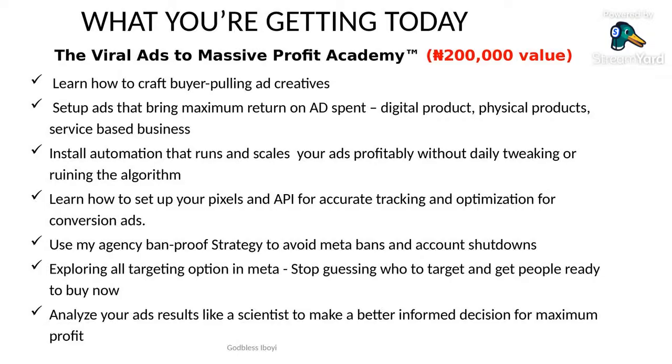Now, this is exactly what you are getting today, right? On the Viral House of Massive Profit Academy, right? You're going to learn how to craft buyer pulling ads creative, right? You set up ads that bring maximum return on ad spend, right? It could be digital products, physical products, or even service-based businesses, right? You're going to learn how to install automations that run and scale your ad profitably without tweaking or ruining the algorithm, right? So you're even going to learn how to turn off bad ads automatically, right?